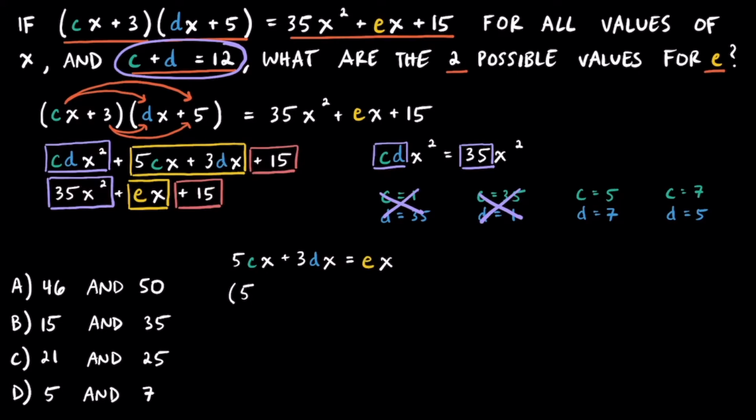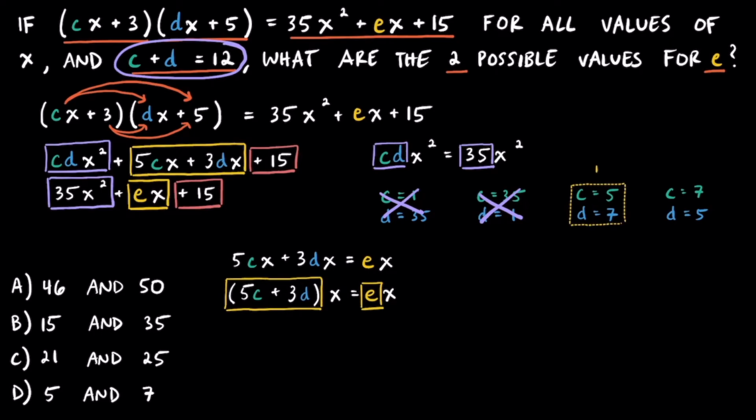Because both terms on the left side of the equation have a common factor of x, we can factor it out and write the quantity of 5c plus 3d times x is equal to e times x. Given that this equation must be true, that means the quantity of 5c plus 3d must equal e. Since we're looking for two possible values for e, let's go ahead and try both scenarios that we have left.